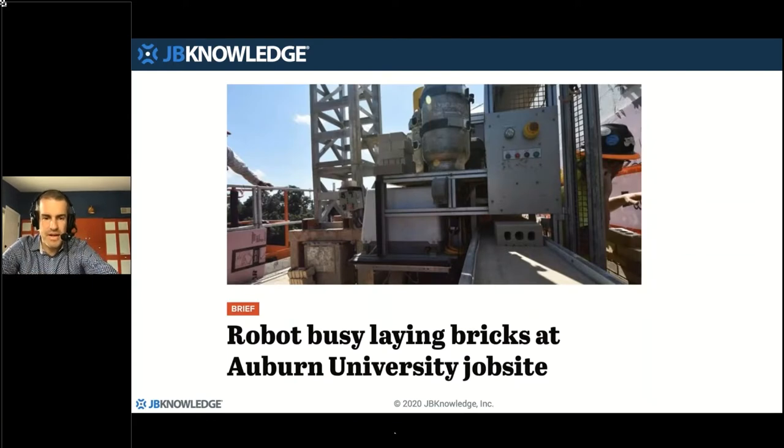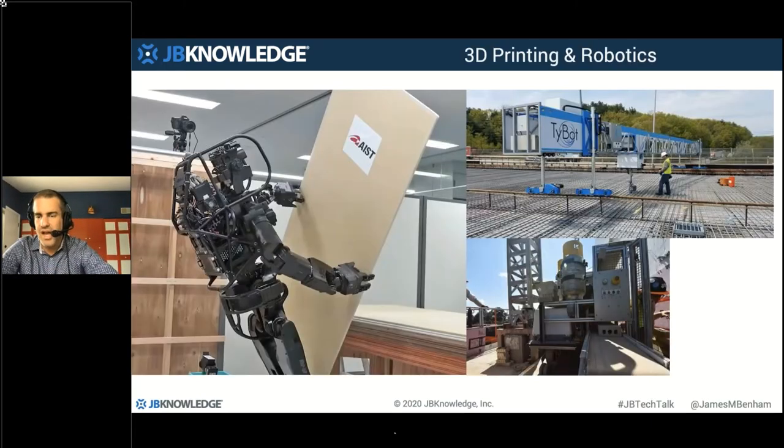You have robots busy laying bricks at Auburn University. This is Sam the bricklaying robot, which lays entire walls of bricks. Tybot in the top right was invented by a highway contractor, again, trying to drive efficiency. I interviewed him on the podcast. This would be a really good one to go and listen to on the Contact Crew podcast. It is back-breaking work to tie rebar and he could not get enough workers.